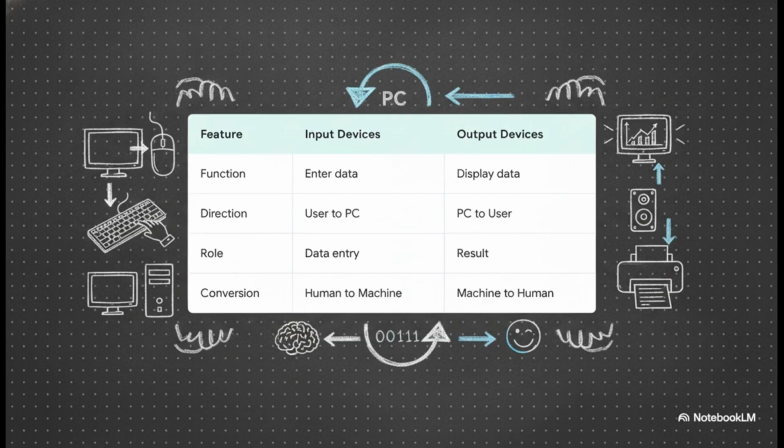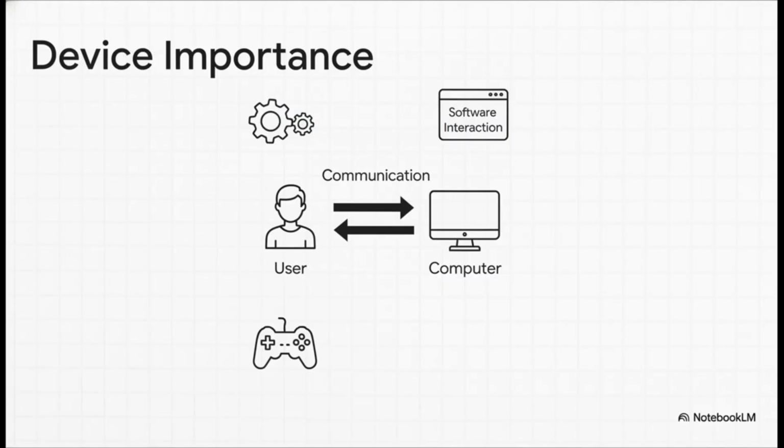It's a perfect loop. So why is this constant two-way translation so incredibly critical? Well, these devices are what enable actual, meaningful communication between you and the machine. Without them, a computer is literally just a sealed, useless box of wires. They drive the entire data processing cycle, they let you interact with all your software, and they make absolutely everything, from intense gaming to your daily business tasks, possible.